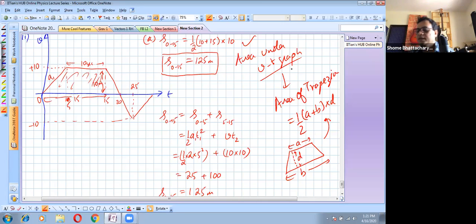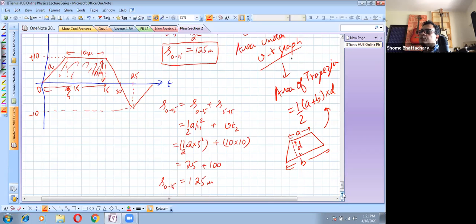Okay, so people, as you can see, it's quite easy. But the one thing you have to be careful about is the algebraic sign of the area. Because wherever the velocity is becoming negative, like you can see between 20 and 25 seconds, the velocity is becoming negative. So the displacement over there is also becoming negative. Okay, so that's where we have to be careful.